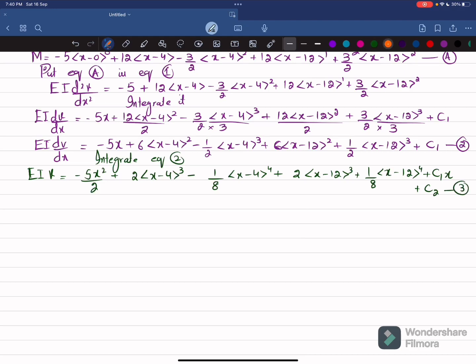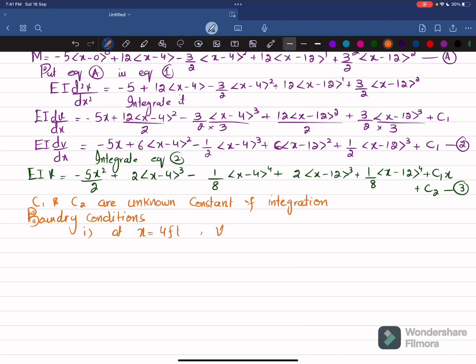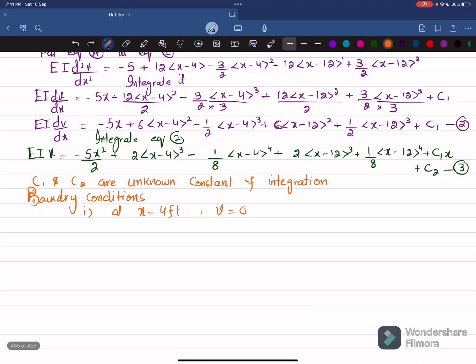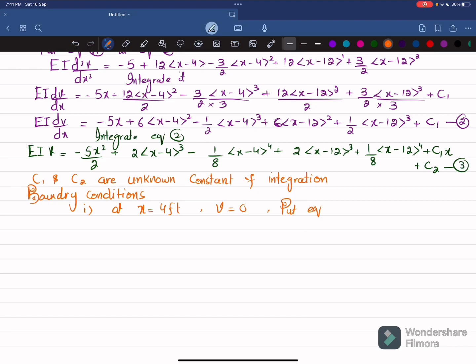Now C1 and C2 are unknown constants of integration, and they will be defined by boundary conditions. So we'll write boundary conditions. What are the boundary conditions? So the first boundary condition is that at x is equal to 4 feet, we have deflection is equal to 0. So let me show you over here. You can see at x is equal to 4 feet, we have deflection is equal to 0 because there is a support. Okay. So put in equation number 3, because equation number 3 is for deflection.